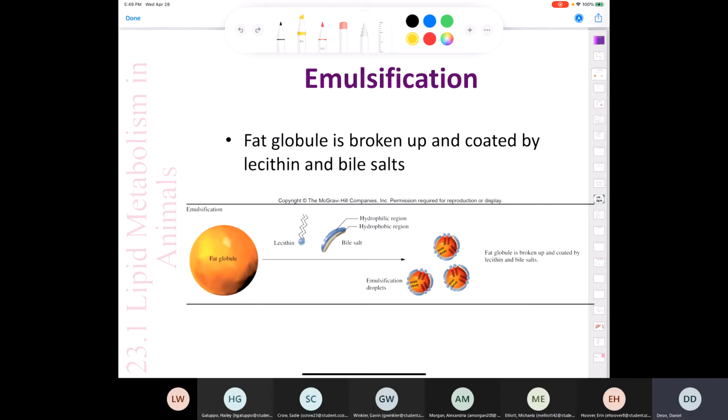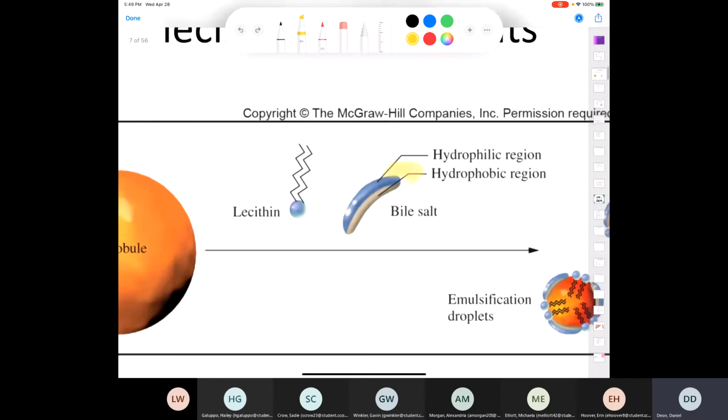The fat globule gets broken up and coated by lecithin and other bile salts. Now, this might seem like a funny way to represent the bile salt, but you'll have to take it the way it is. You have the lecithin that's got the polar head group. You've got the hydrophobic tails. I've always laughed at the way this is represented, but it's good enough. It definitely gets the point across.